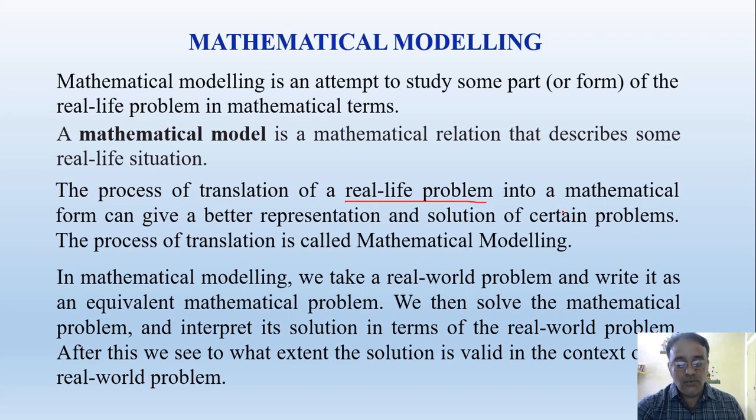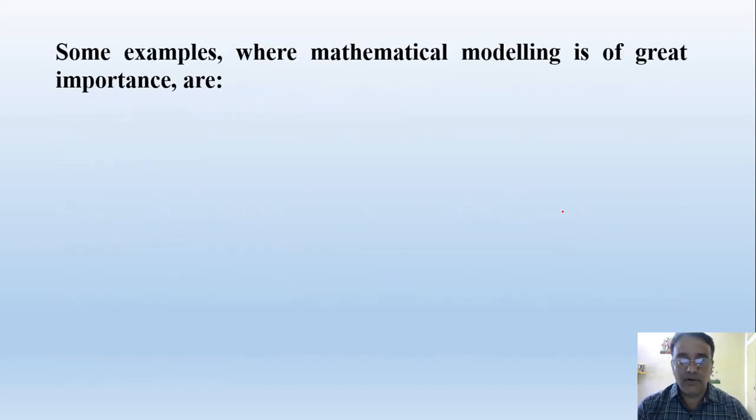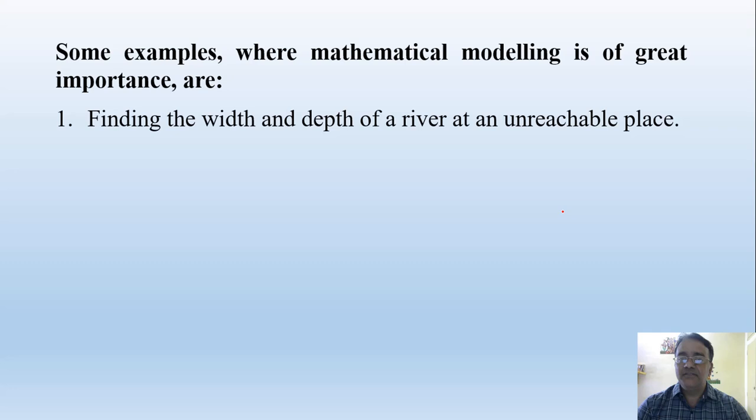After this, we'll see to what extent the solution is valid in the context of the real world problem. And I will show you some of the examples where mathematical modeling is of great importance. So, for example, finding the width and depth of a river at an unreachable place. So, we cannot directly measure the width of the river or depth, but we'll use mathematical modeling to find out the width and depth of the river.